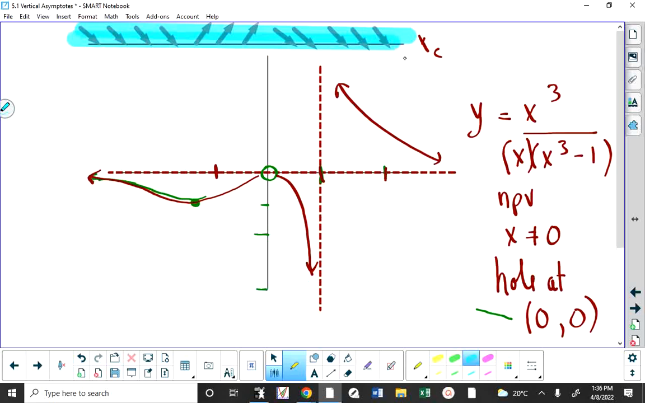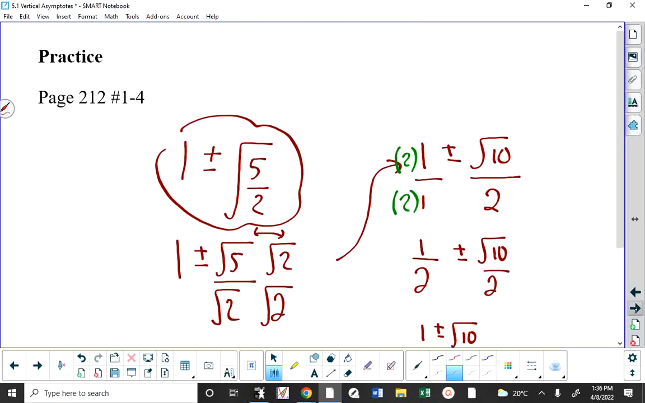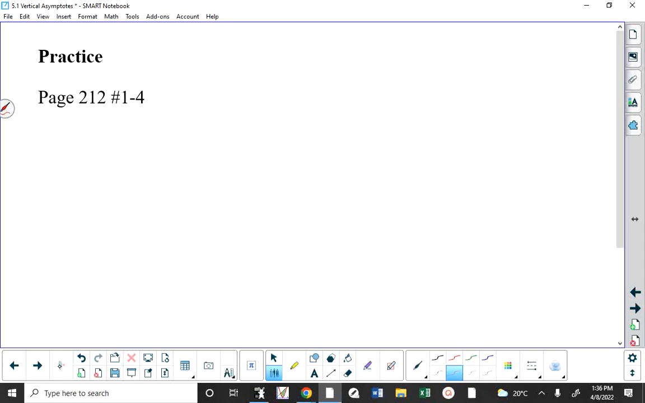I was a little lazy here in drawing this piece in the top right corner. It's probably curvier rather than more angular. All right, then you can see on page 212, questions 1 to 4.